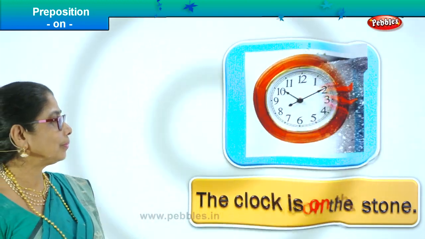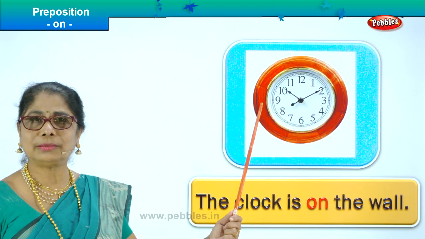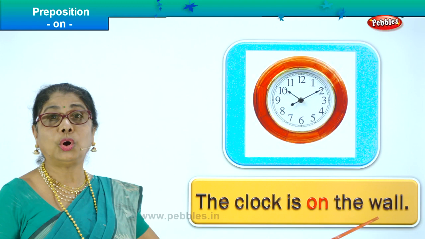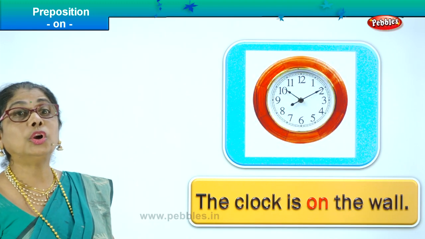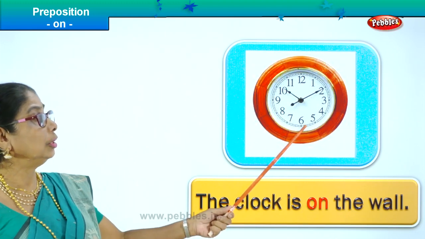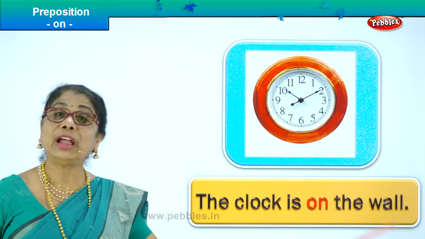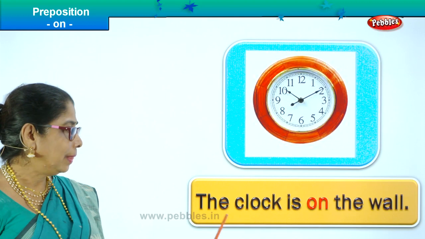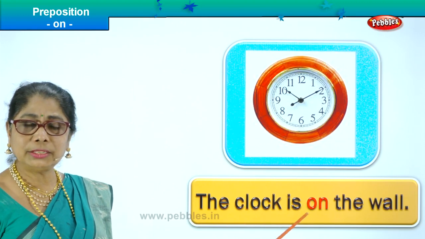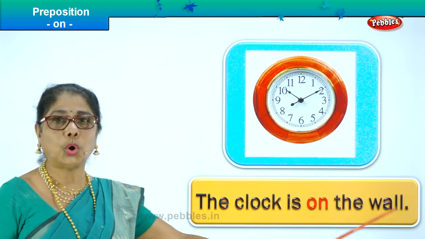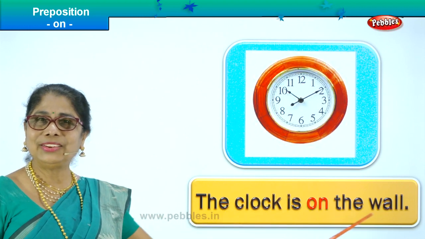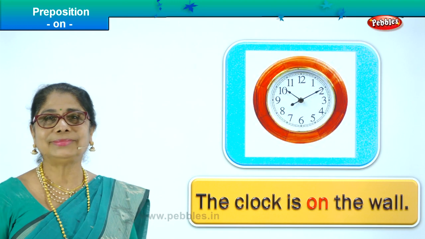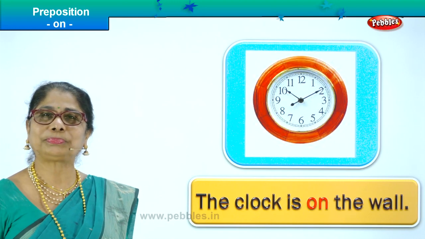Look at this. Wall clock. Where is the clock? The clock is on the wall. Where do you put the clock? On the wall we put the clock. Why? For everyone to look at, to see the time. Read the sentence. The clock is on the wall. Clear? You learn to read the sentence. We are doing preposition on. Let's take a new picture.